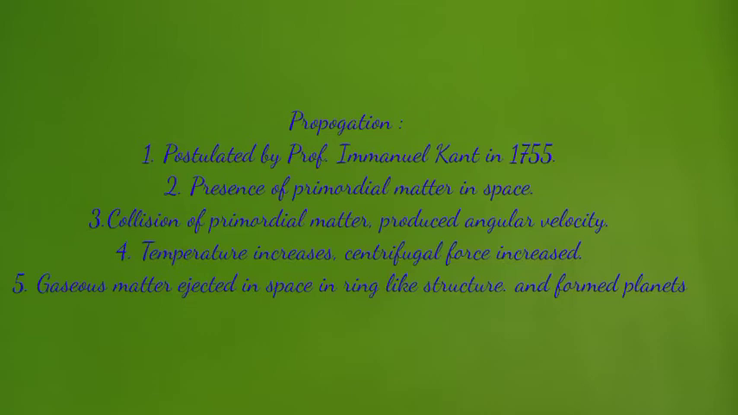Now, this gaseous object was witnessing a change in its rotational speed, which caused the gaseous matter to eject out of the primordial matter. The ejected part of this gaseous matter was almost in a ring-like structure. This ring-like structure later started cooling, as it was already parted out of the parent primordial matter, and these very rings resulted in the formation of planets.